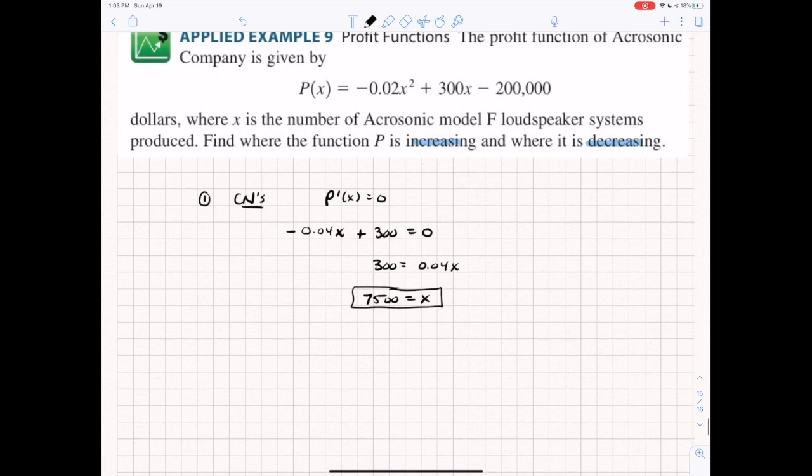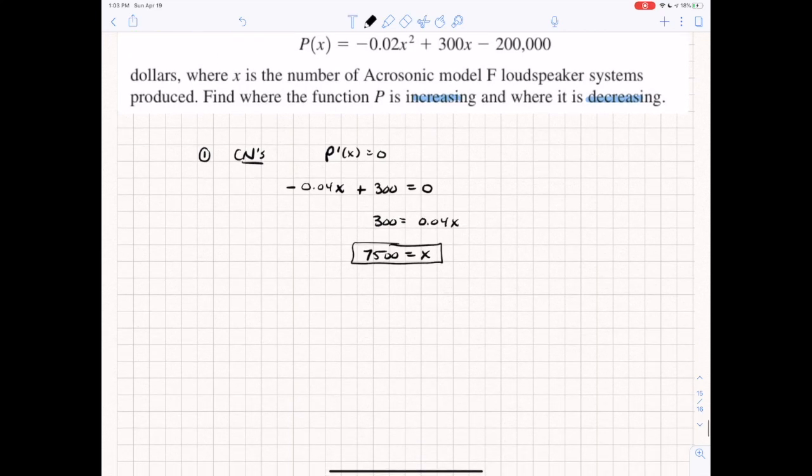Now this again is where a critical number is. That means that's where I either have a max or a min. Now because I'm going to figure out increasing and decreasing, just like when we were finding maxes and mins using the first derivative test, I'm going to use a number line and mark 7,500. And the other thing that I'm going to do here is I'm actually going to take this arrow on the left side off, because now that we're looking at an application type question, x has some limitations.